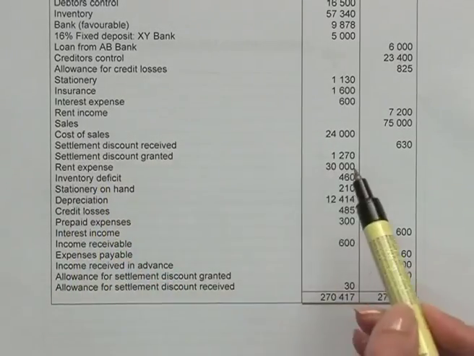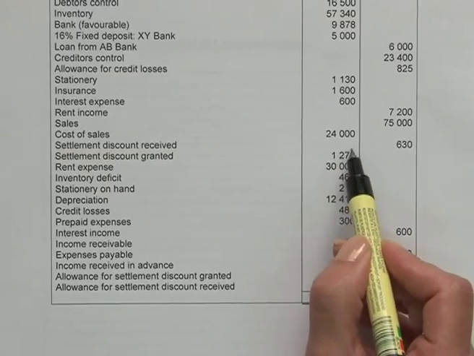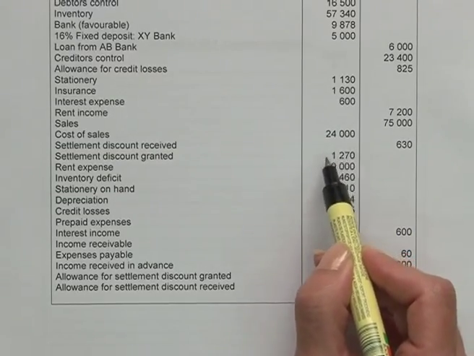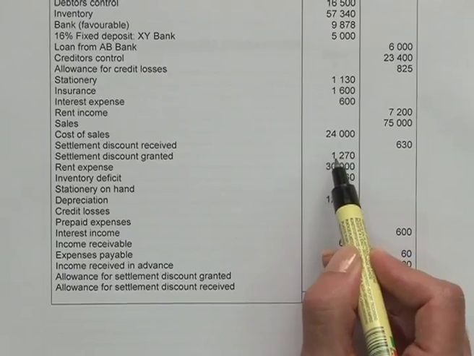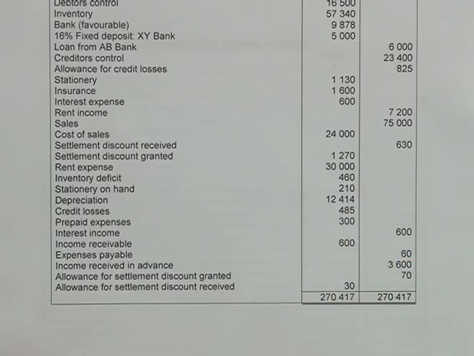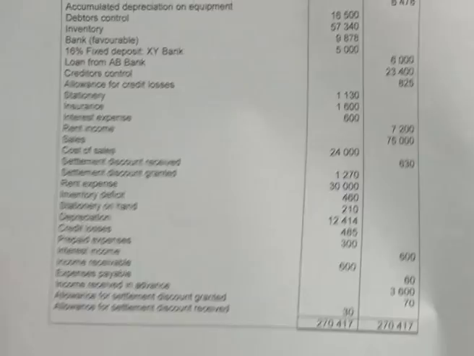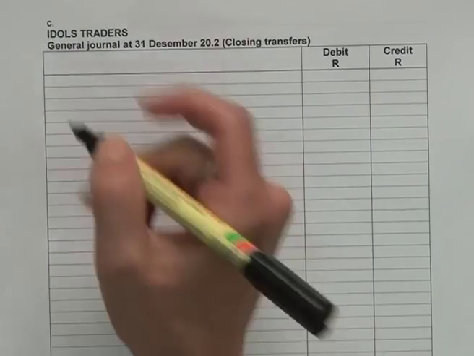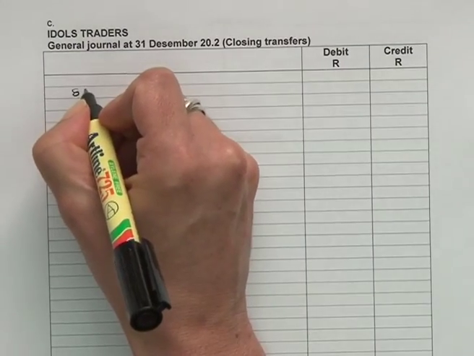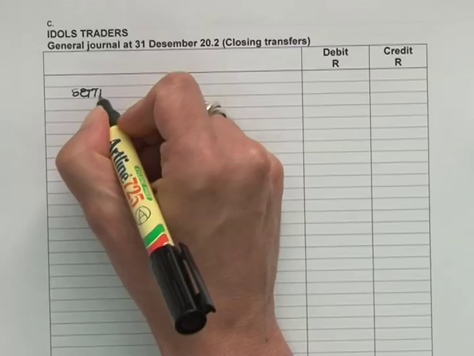Closing off means that we have to cancel this debit of 1,270, and to cancel a debit, I have to credit the settlement discount granted account. So that will be my first accounting entry. I'm going to credit the settlement discount granted.